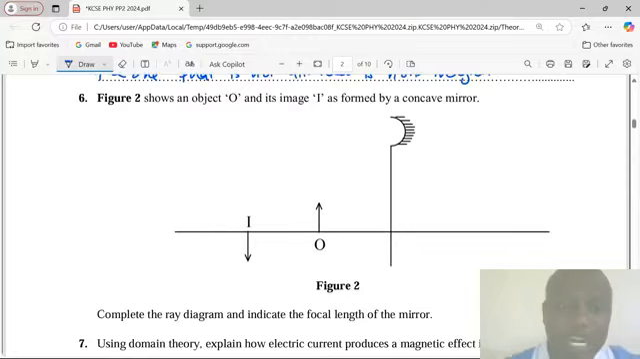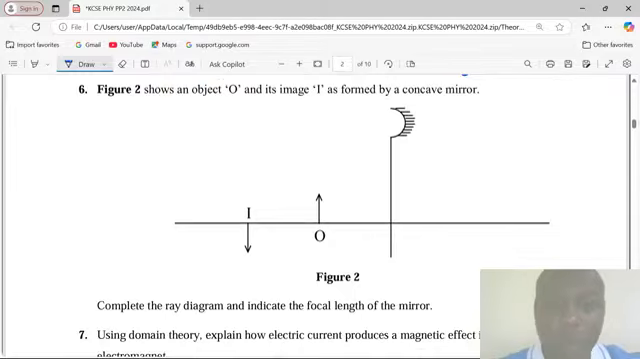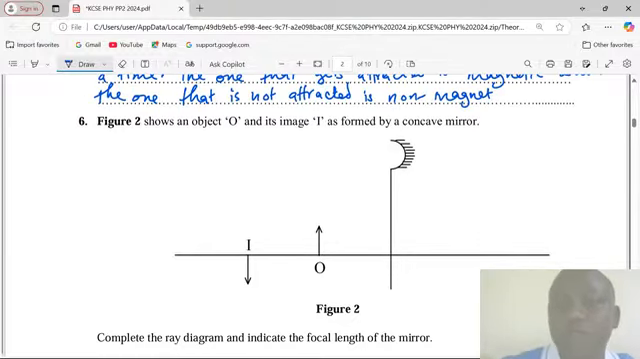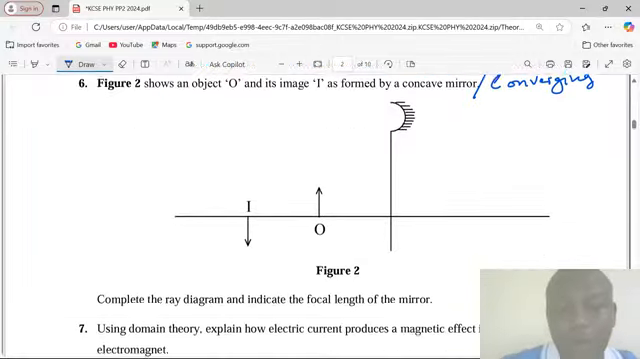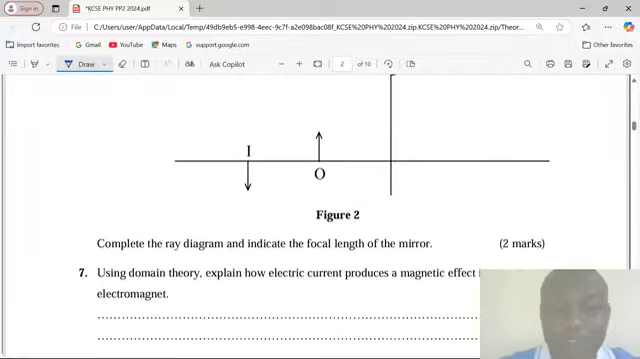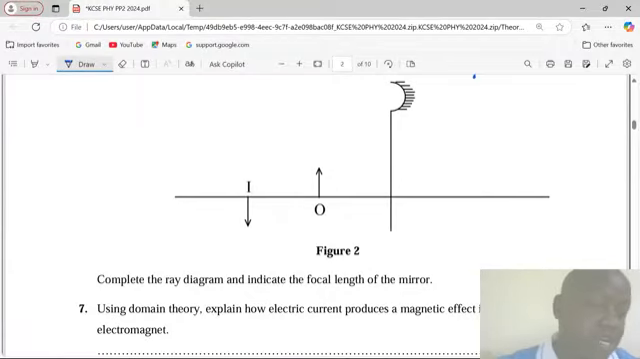We are on figure 2, which is number 6. Figure 2 shows an object O and its image I as formed by a concave mirror. A concave mirror is also called a converging mirror. The question is asking us to complete the ray diagram and indicate the focal length of the mirror. We're supposed to know what focal length is, and how ray diagrams are drawn.